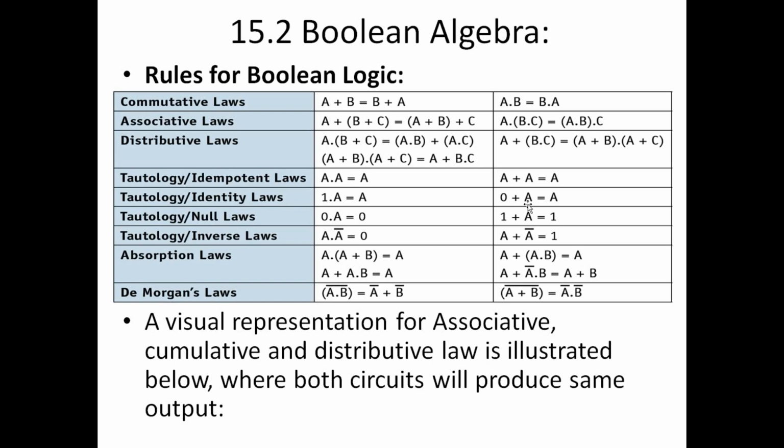Then we have the inverse law. Any input multiplied by its complement will become a 0, and any input plus its complement will always be a 1. A plus A bar will always be a 1. So if you're given a long equation, if it has A and A bar or B and B bar or C and C bar, you can just cancel them out and write them as 1.